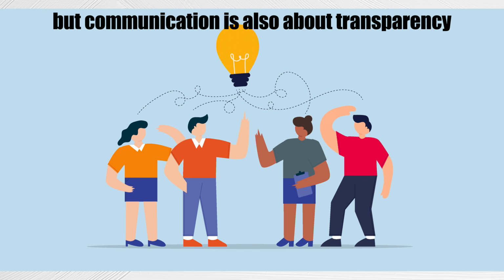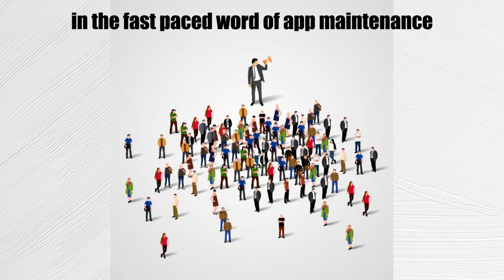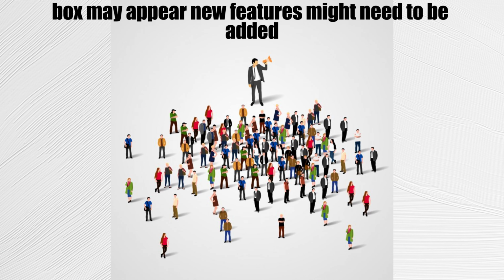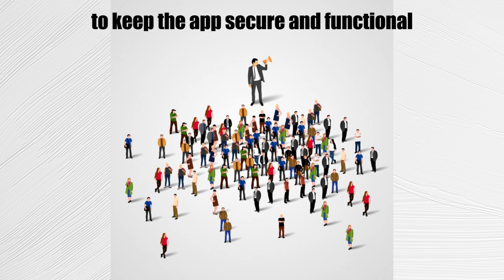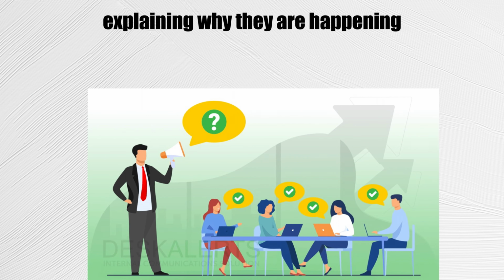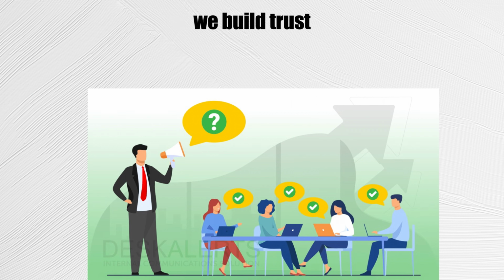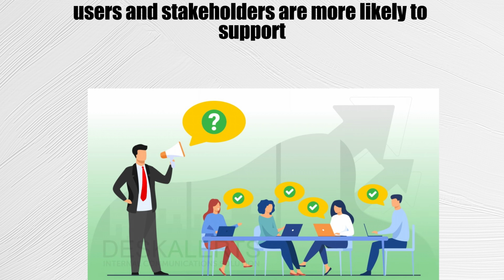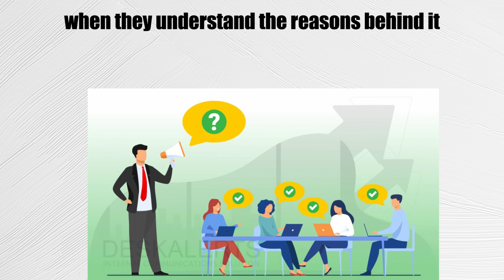But communication is also about transparency. In the fast-paced world of app maintenance, things can change quickly. Bugs may appear, new features might need to be added, or updates could be required to keep the app secure and functional. By being transparent about these changes, explaining why they are happening and what impact they will have, we build trust. Users and stakeholders are more likely to support the ongoing development when they understand the reasons behind it.